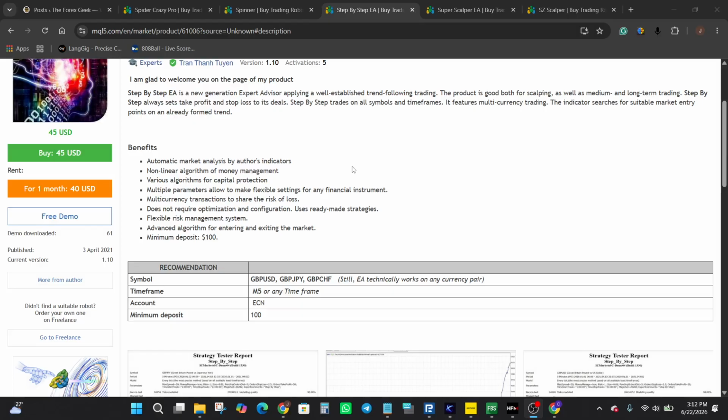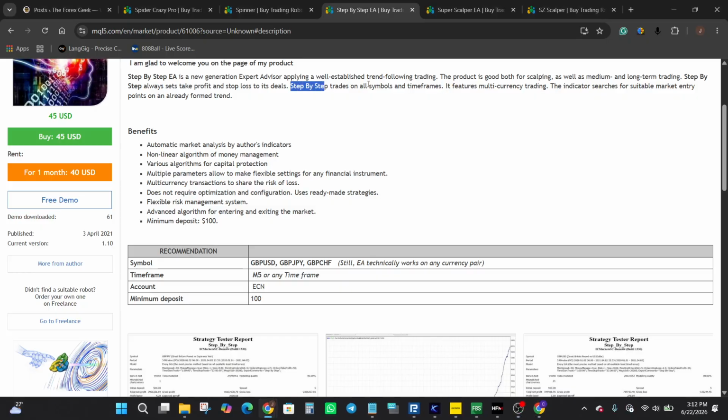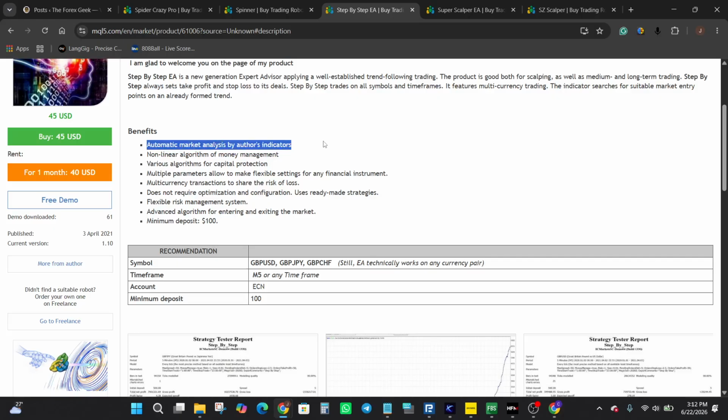Now, as I continue scrolling through the product page, the developer explains that the EA can trade on all symbols, all time frames as well, while also supporting multi-currency trading. So we can see that here. The description states that the system searches for suitable entry points within already established market trends, which aligns with its trend following design.